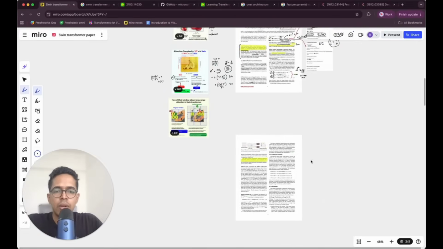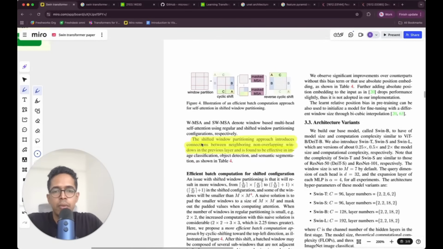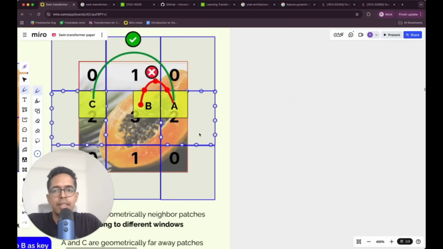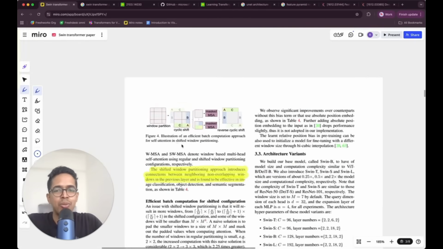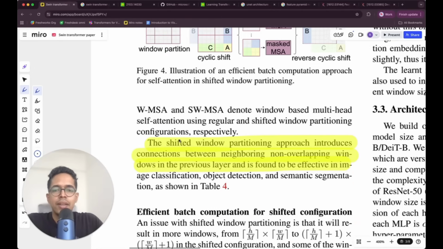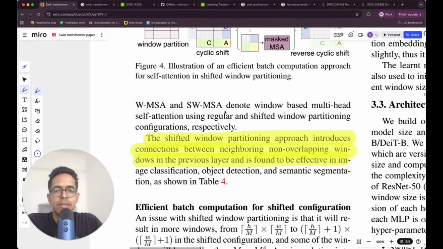Let me zoom out a little bit. I'll read a little bit more before I explain my next figure. My next figure is this. Although it looks like a simple figure, to reach this, I had to go through a lot of difficulties. Anyways, window multi-head self-attention and shifted window multi-head self-attention denote window-based and shifted window-based. Okay, this we understood. The shifted window partitioning approach introduces connection between neighboring non-overlapping windows in the previous layer and is found to be effective in image classification, object detection, and semantic segmentation.